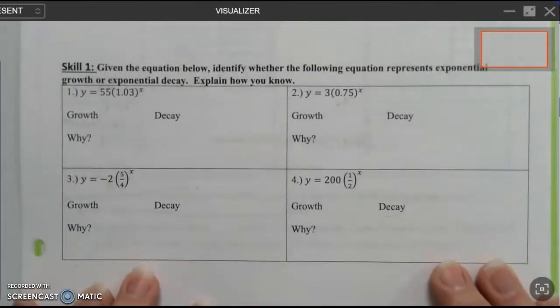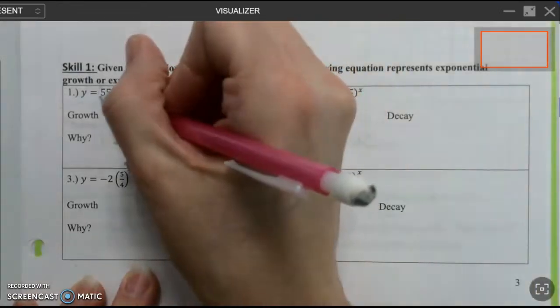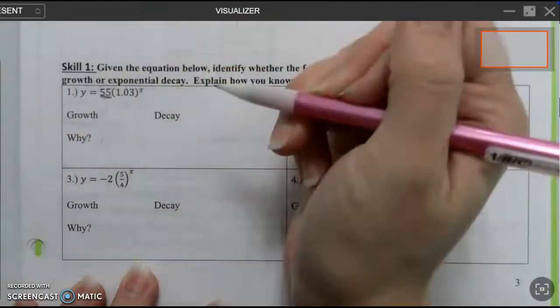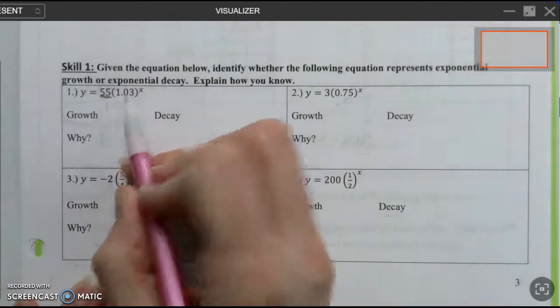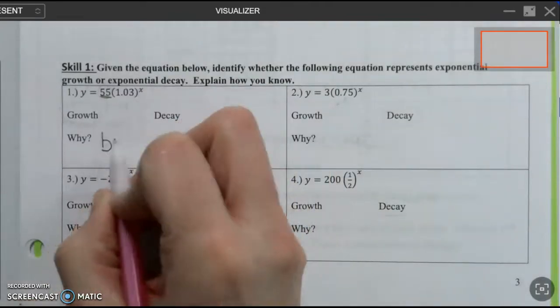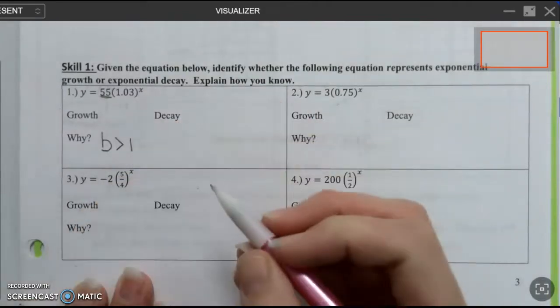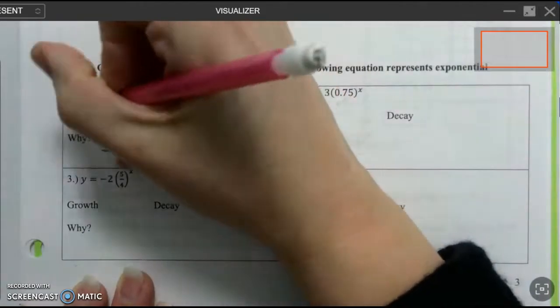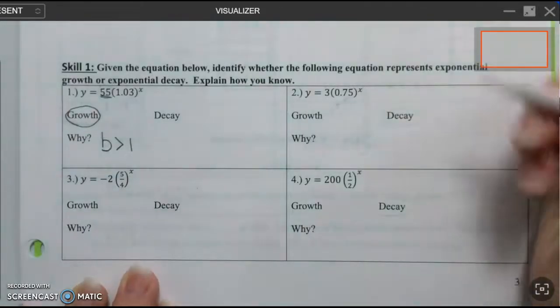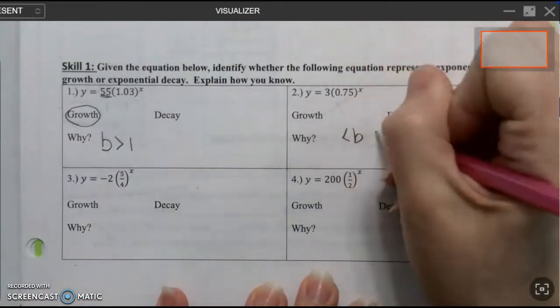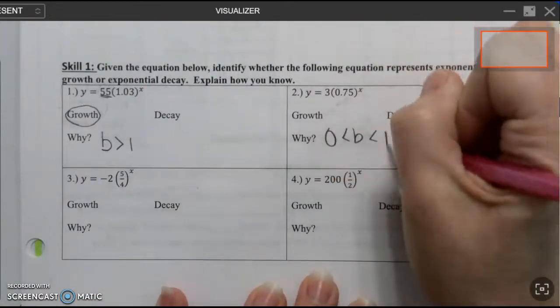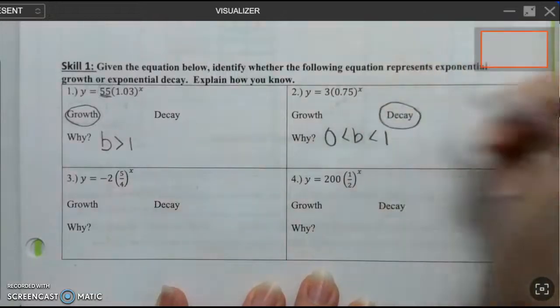Skill 1 is just identifying if a function given to you is a growth or a decay. So looking at these functions, are they growths or decays? This y-intercept, although it's helpful, does not tell us growth or decay. So we're looking inside the parentheses here. Because b is bigger than 1, this is a growth function. Here, b is not bigger than 1. b is in between 0 and 1, so this is a decay.